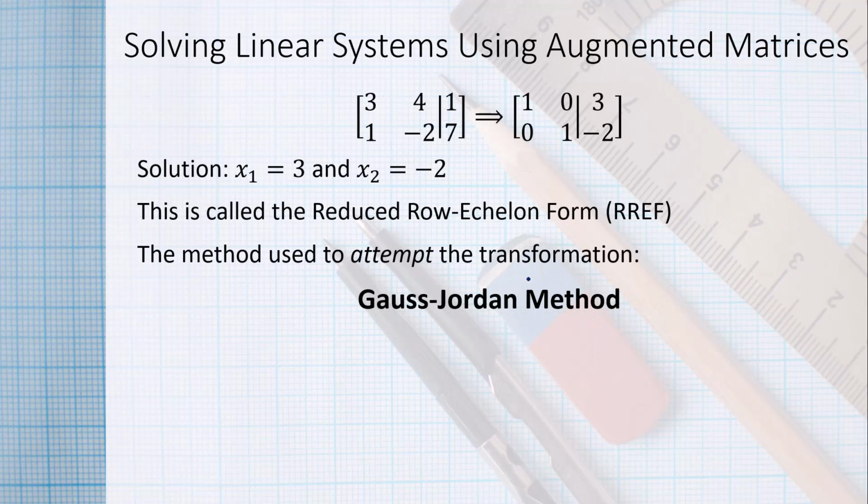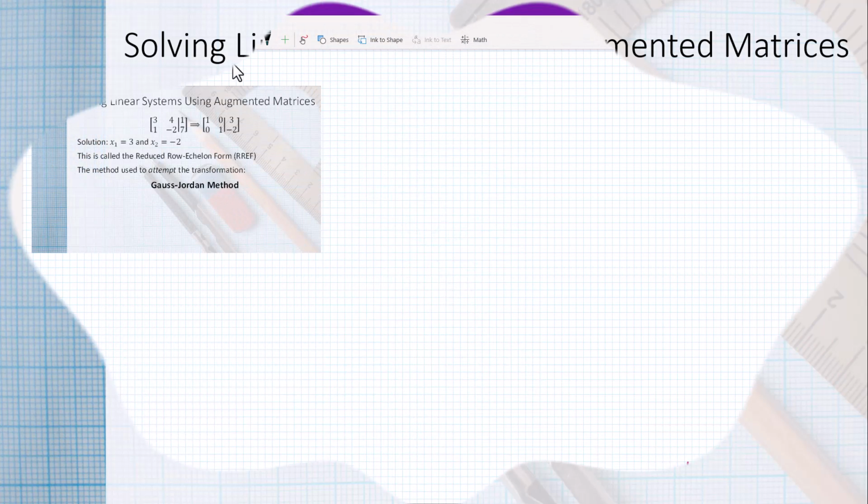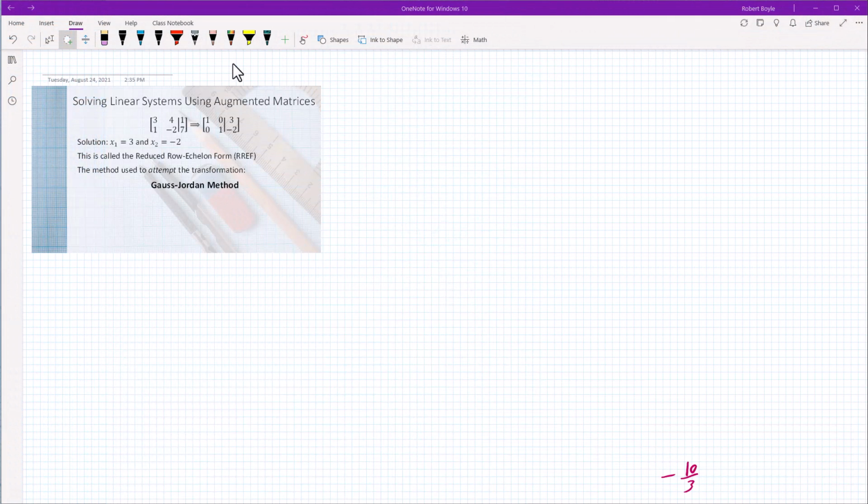The approach that we use to get our matrix from here to here is called the Gauss-Jordan method. And how does this Gauss-Jordan method work? Well, I'm glad you asked, because I'm going to show you how to do it. But before we do that, we need to change our screen setup just a bit. Okay, and here we are.